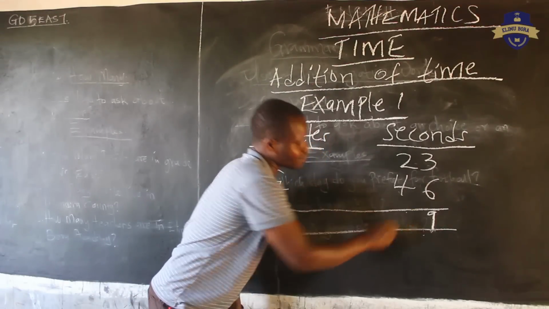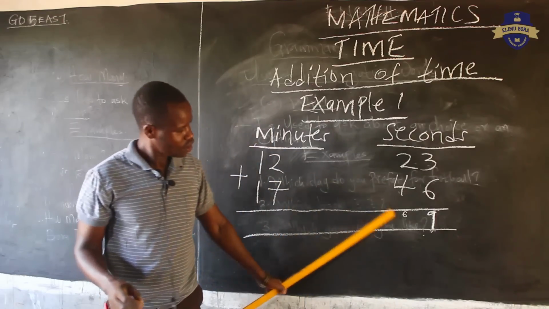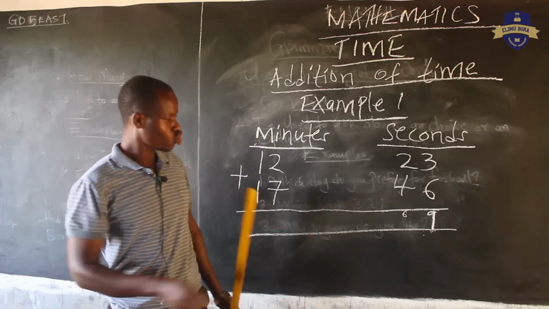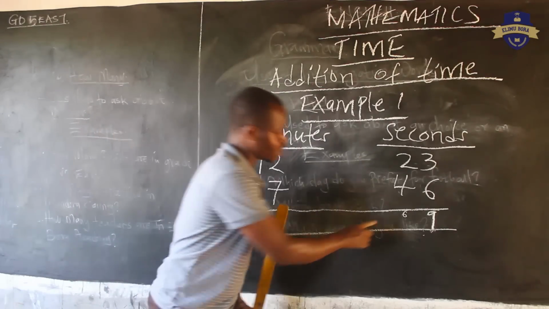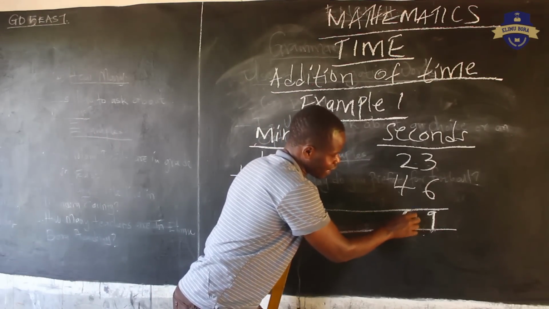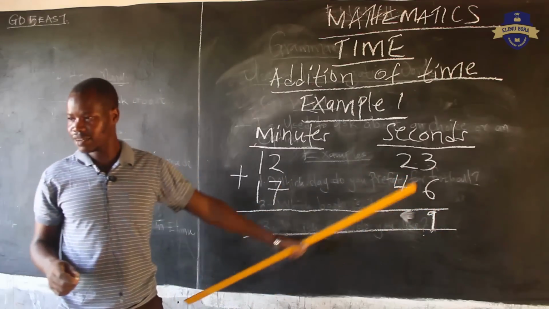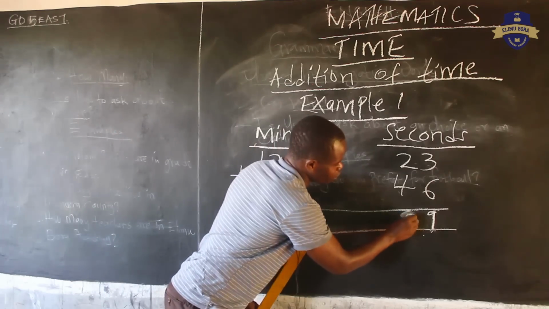So here, when you add, this will be 69. And we say seconds should not exceed 60. So what are we going to do here? We are going to subtract 60 seconds here. When you subtract 60 seconds, you are going to remain with 9.